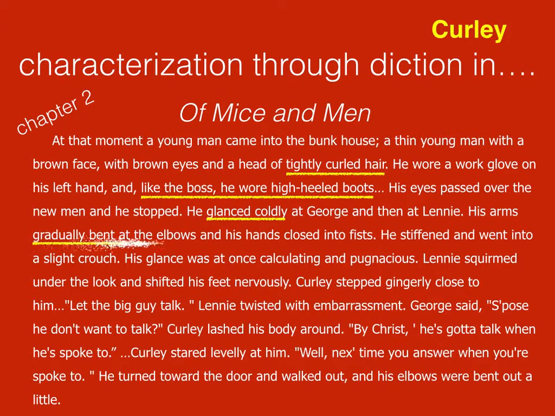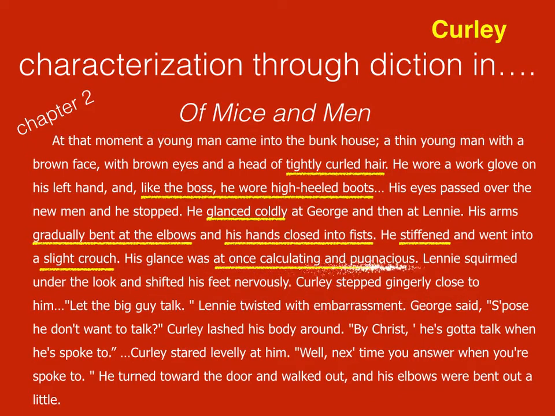His arms are gradually bent at the elbows, and his hands are closed into fists. Remember, Curly's a boxer. He's always looking to start a fight, and we can see that just in the way that he's standing. His arms are bent at the elbows, he's got his fists clenched, he's ready to go. He's looking to start a fight with these guys. Also, the fact that he stiffens and he's in a slight crouch, that's very telling of his personality. It shows that he's poised and he's ready for aggression at any moment.